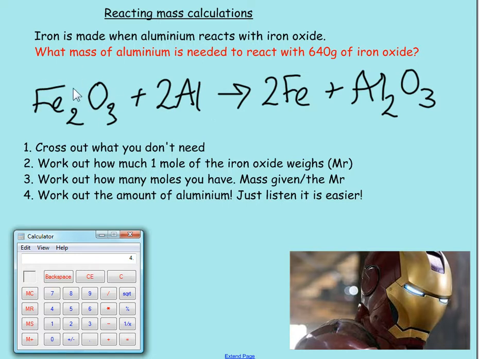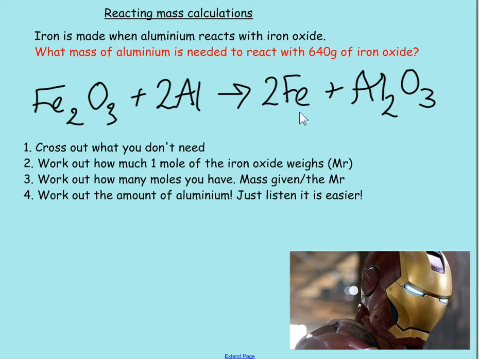Now don't panic. Let us follow some rules. First of all, you need to cross out what you don't need. So look at the question. It says aluminium. So what mass of aluminium? So we want that, that's it, is needed to react with iron oxide. This is iron oxide. So you do not need that, and you don't need that. Okay, so we ignore that. That's fab.